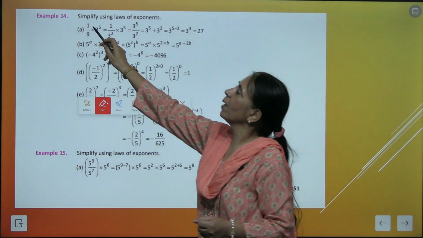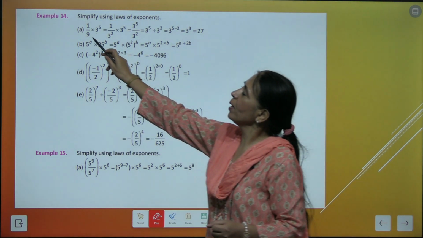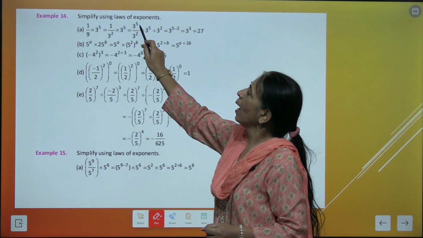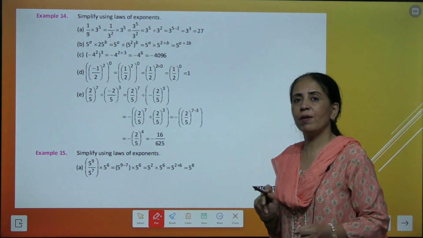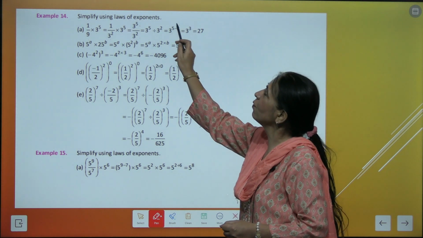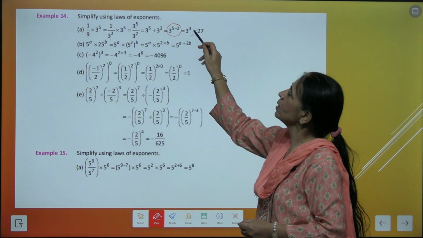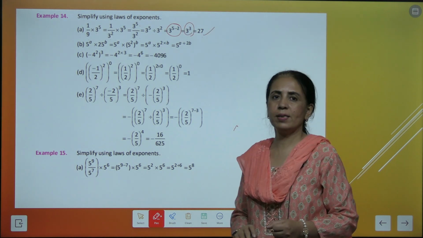So let's take 1 upon 9 multiply 3 raised to the power 5. So 1 upon 9 we wrote as 3 square, and we get 3 raised to the power 5 divided by 3 raised to the power 2. And here the difference of powers comes, so we get 3 raised to the power 5 minus 2, which is 3 cube, and we get 27.